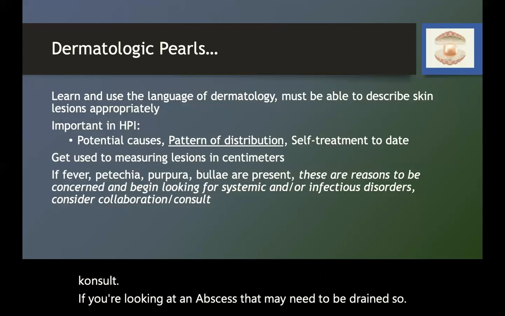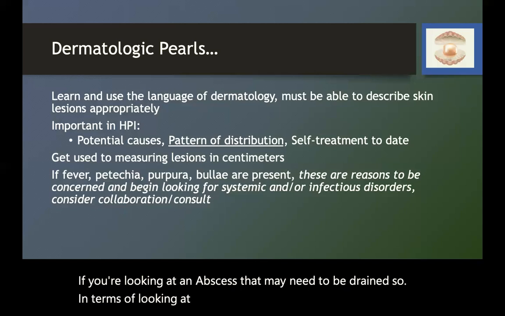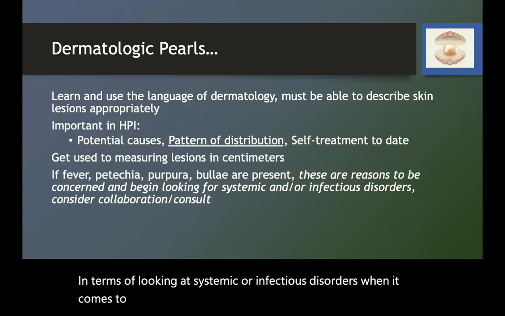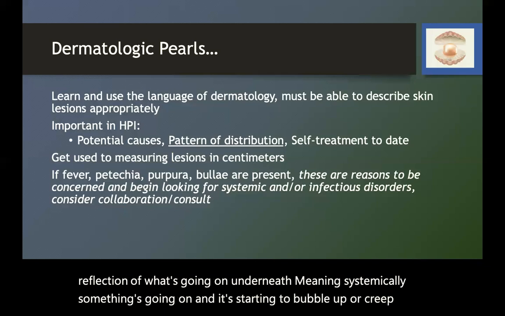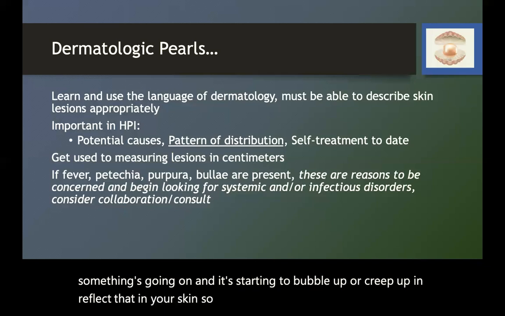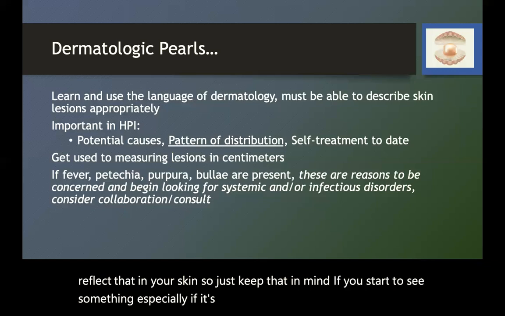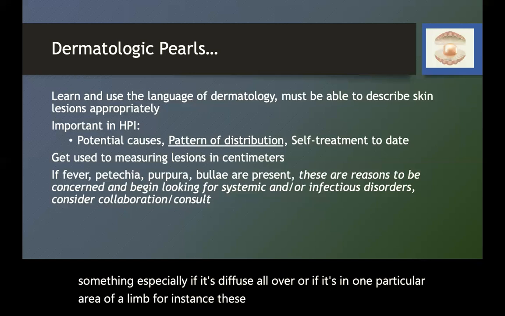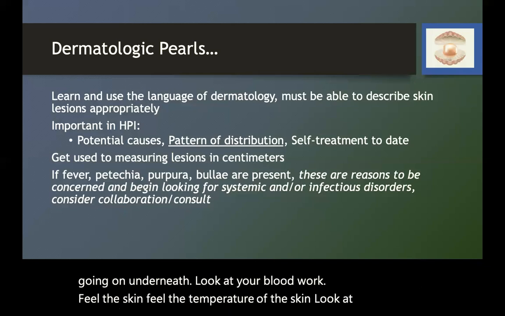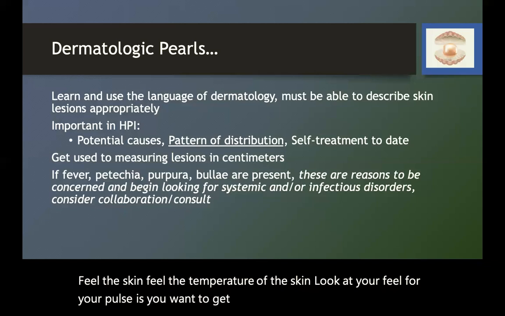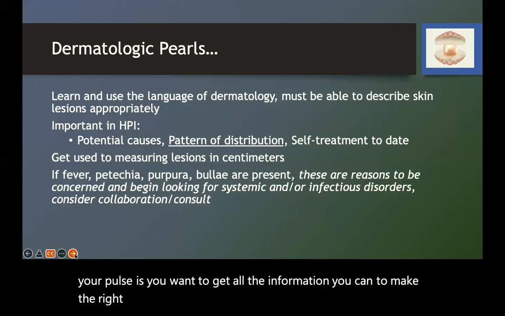So in terms of looking at systemic or infectious disorders, when it comes to dermatological conditions, realize that your skin is just a reflection of what's going on underneath, meaning systemically something's going on and it's starting to bubble up or creep up and reflect that in your skin. So just keep that in mind. If you start to see something, especially if it's diffuse all over, or if it's in one particular area of a limb, for instance, these are indications. What's going on underneath? Look at your blood work, feel the skin, feel the temperature of the skin, feel for your pulses. You want to get all the information you can to make the right clinical diagnosis.